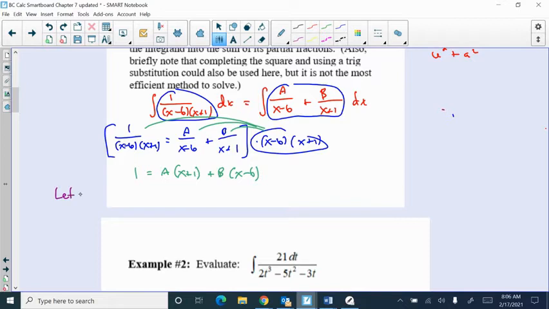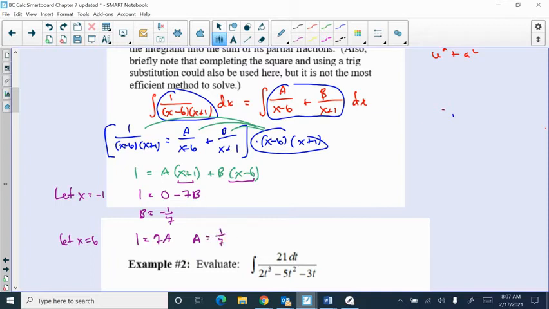So I might say, let's let x equal -1, because that would make that A term 0. And there's no -1 to plug in here, so 1 equals basically 0 plus B times (-1 minus 6), which is -7, times B. So 1 equals -7B. So basically B equals -1/7. And then on a similar note, let's let x equal 6. It's the other smart x, because that makes this value equal to 0. So then we get 1 equals 7A plus 0. So then A is equal to 1/7.